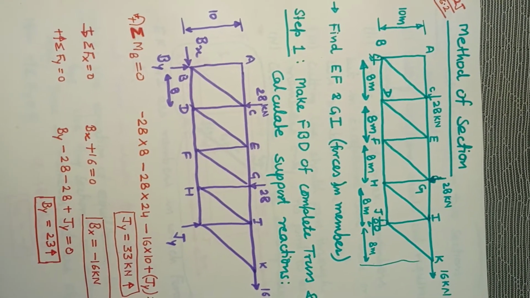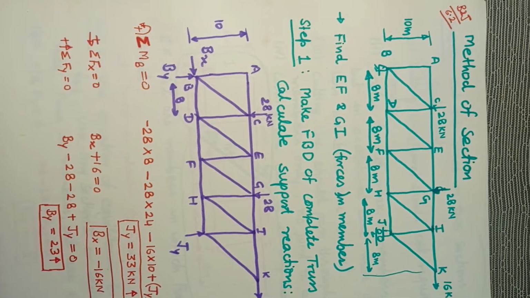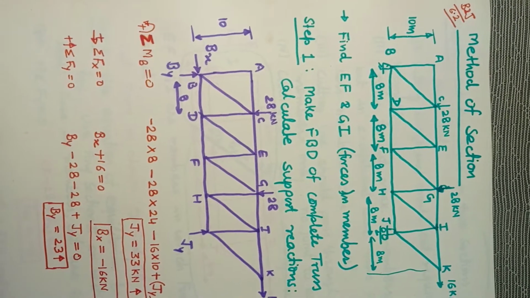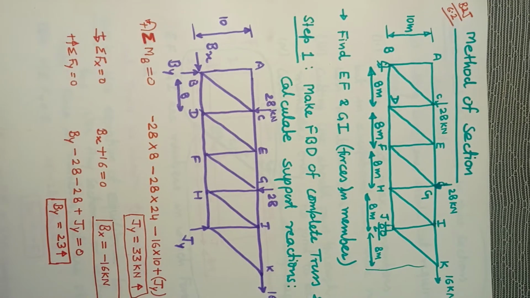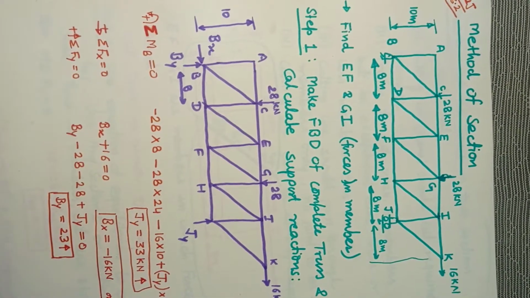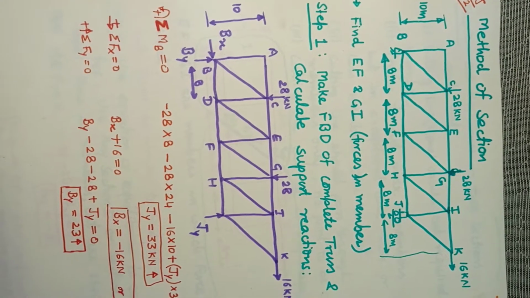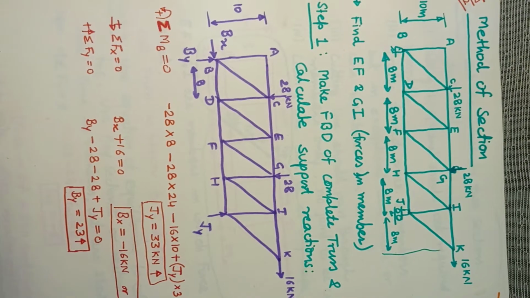Now the conceptual difference between method of section and method of joints is that here we will cut the truss into two portions. Each portion will be called a section, and one section is going to exert force on the other section. That means out of one rigid body we are going to make two rigid bodies, and that is how we are going to solve the problem. So let us see this.